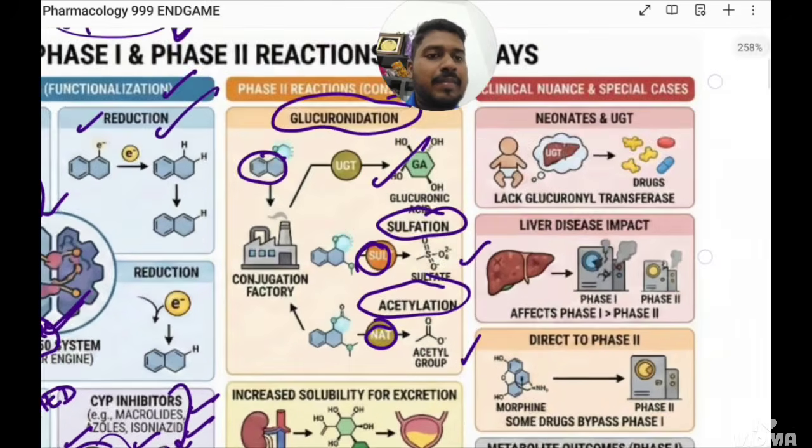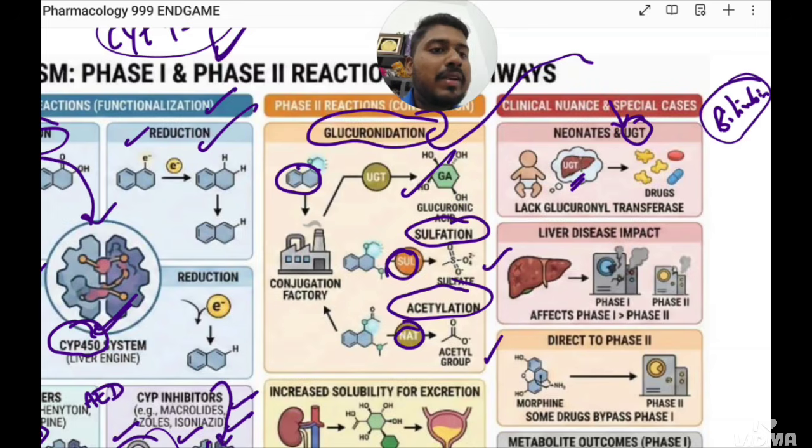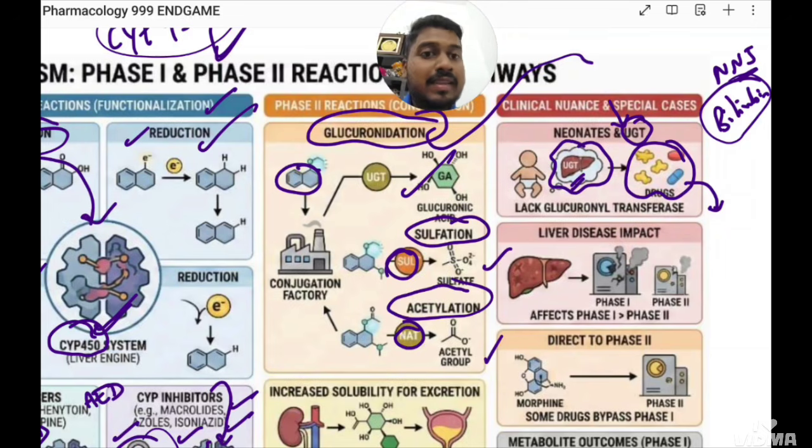Now in neonates, what happens with glucuronidation? Glucuronidation is mediated by the uridyl glucuronyl transferase enzyme, UGT. In neonates this enzyme is not active, hence bilirubin doesn't get metabolized. That is the reason for neonatal jaundice. Also, some drugs which are given during the neonatal period, maybe some antibiotics or some anti-epileptics, are also not metabolized because glucuronidation is not taking place. Hence they are not excreted. As a result, it can lead to toxicity of that particular drug, especially in the neonatal period.